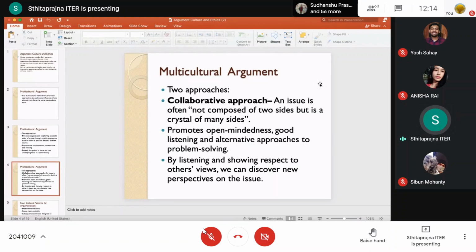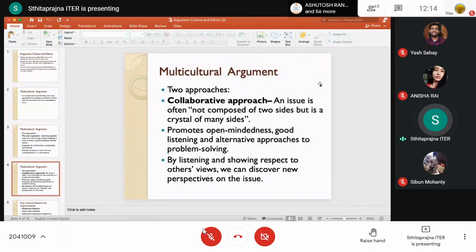Collaborative approach, since it promotes good listening, it also signifies that by listening and showing respect to others' views, we can discover new perspectives on the issues. So when we are listening, when we are open, when we don't shun ourselves, then it also means that there is a possibility that we can discover many different alternative points of view or different alternative opinions to the issue.